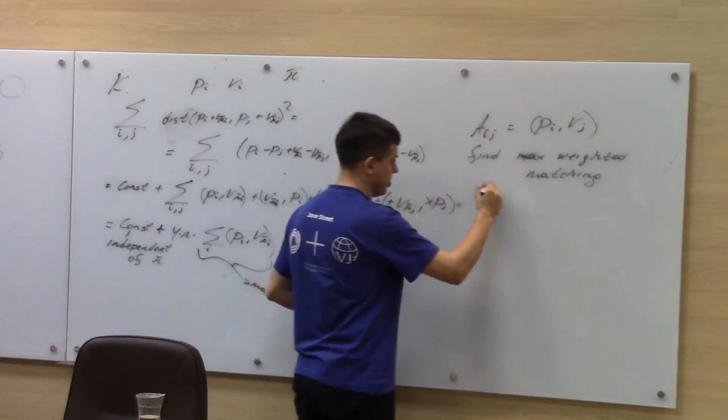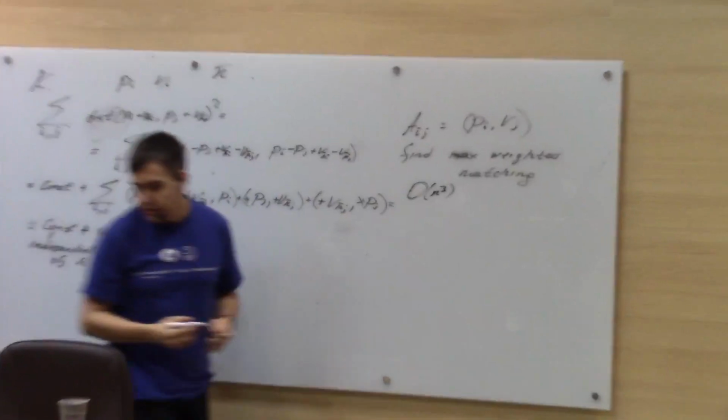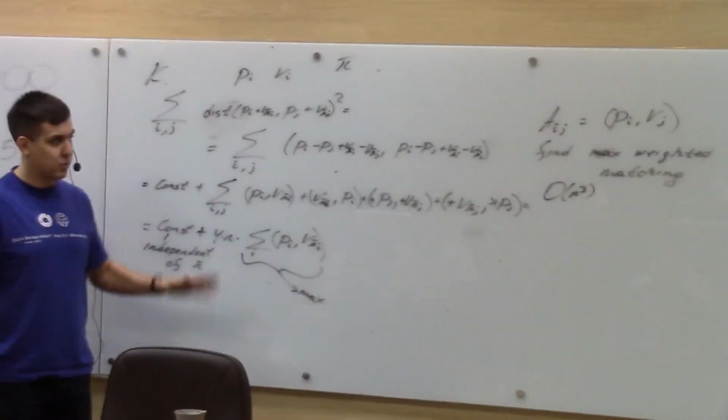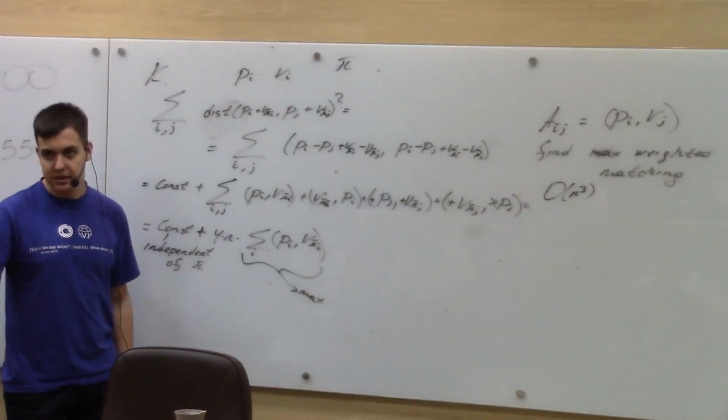Okay, now, well, it works in n cube. N is 500. So the min cost algorithm will struggle, while the Hungarian algorithm should pass with no problems.